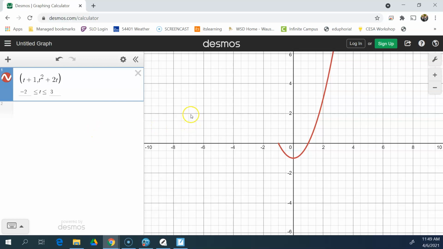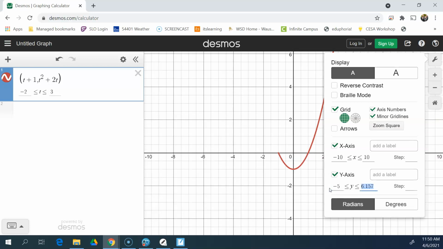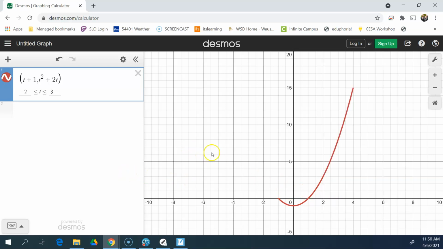Now again, can't see the whole graph because we go up to 15 and we only went up to 6. So we've got two options. One, you could click and drag, but that gets kind of messy and your numbers get all kinds of weirdness. But you can also go over here to the x-axis and y-axis. I want to go here with -5, and I want to go here with 20. And when you click out of there, there is our graph.